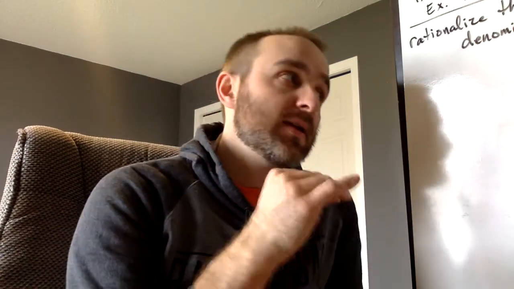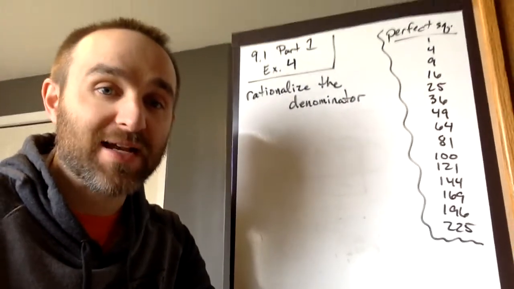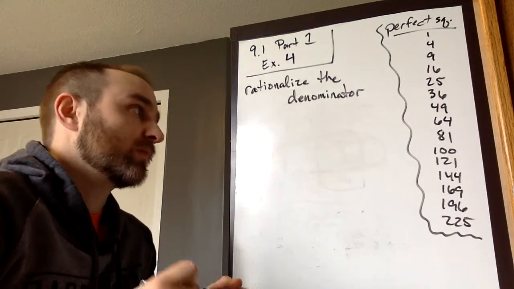Second part of 9.1, looking at example 4, and I just real quick wanted to talk about this. It's called rationalizing the denominator. We talked about in the first video how you can't have a radical in the denominator, right? You can't have that square root sign in the denominator of your fraction for it to be simplest radical form. So let's take a look at what we have to do to get rid of that. So we're rationalizing the denominator here.